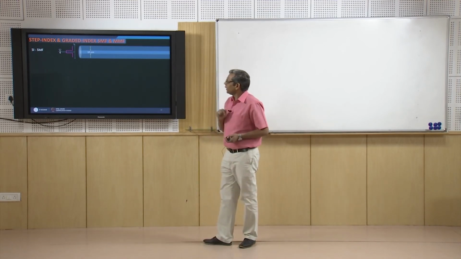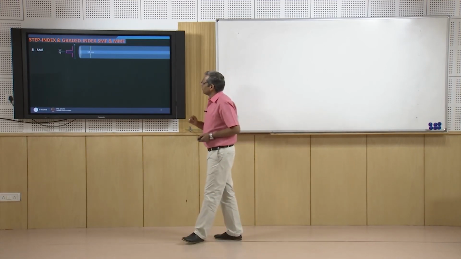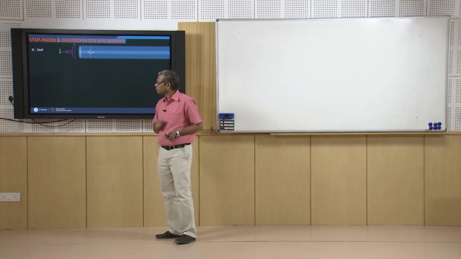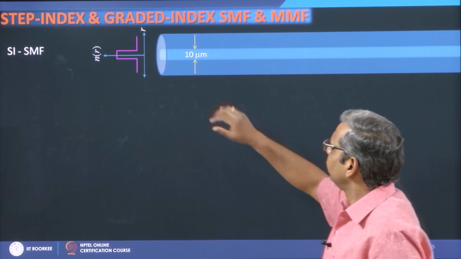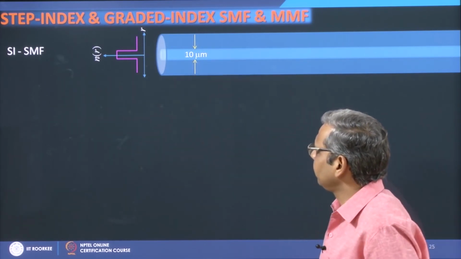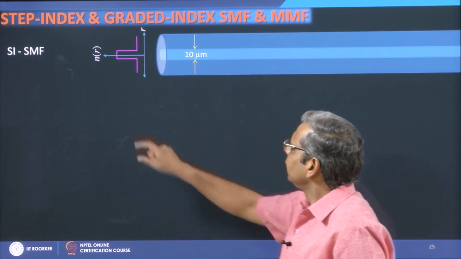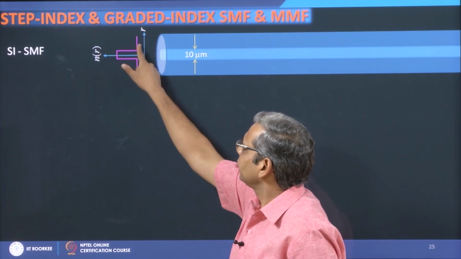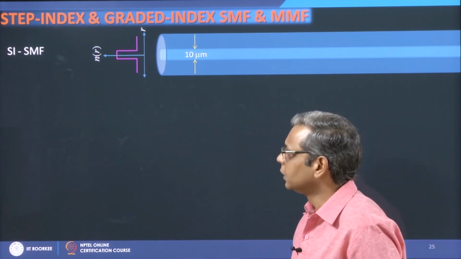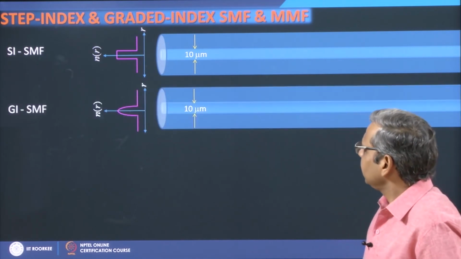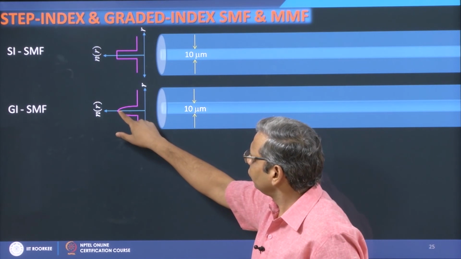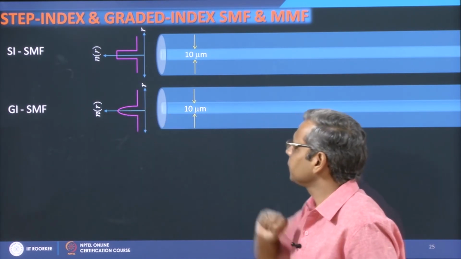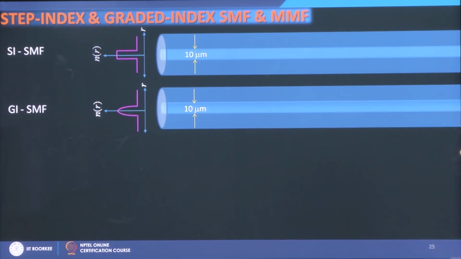Now you can also have step index and graded index fibers. This is a step index single mode fiber, where the core diameter is about 10 micron and the refractive index in the core and in the cladding is uniform. In the same dimensions you can also have a refractive index in the core which changes with radial position, then it is called a graded index single mode fiber.